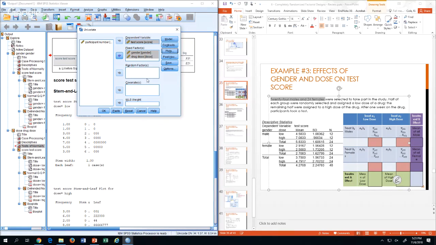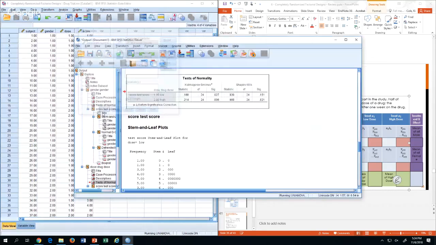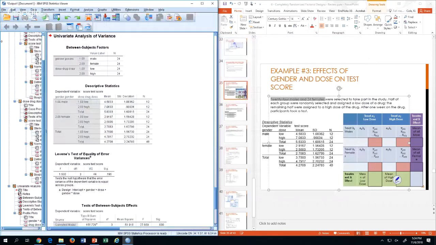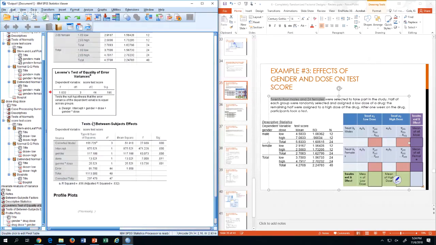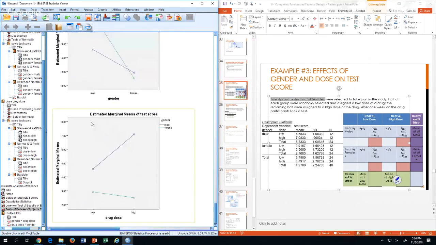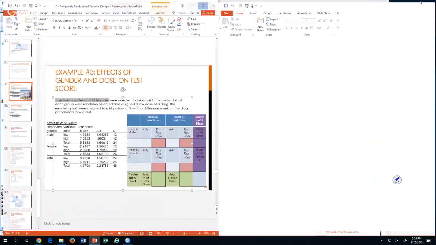And because this is the first time we're looking at the data, why don't we give ourselves descriptive statistics and those homogeneity tests. I'll click continue and then click OK. So did everybody get that output? You should have between subjects factors, descriptives, Levene's, between subjects effects, and then these two plots here. Good? Okay.